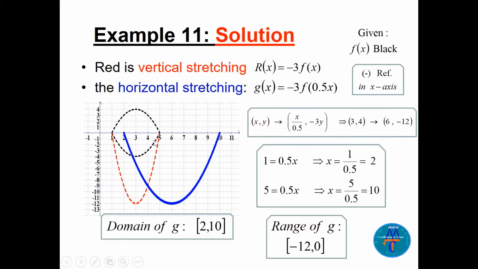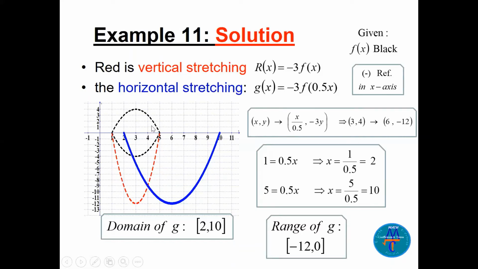So x will be 2. So from 1, it will go to 2 here. And 5, it will go to 10, because 5 is equal to c times the x new. x new will be 5 over a half, 10. So this is horizontal stretching. So the graph is stretched horizontally. Now the blue one here is the final graph.